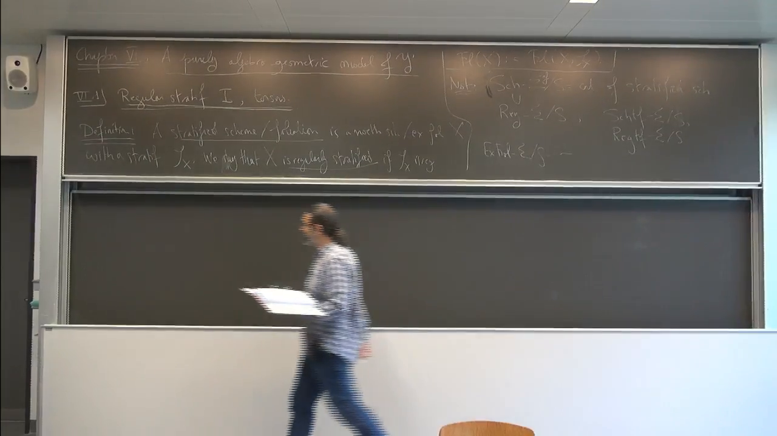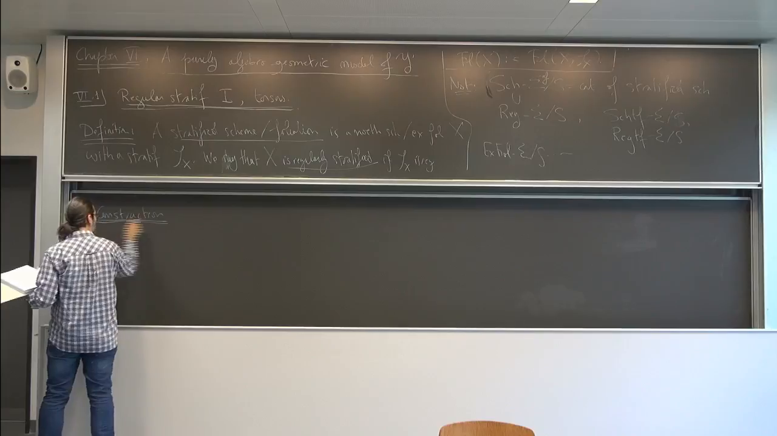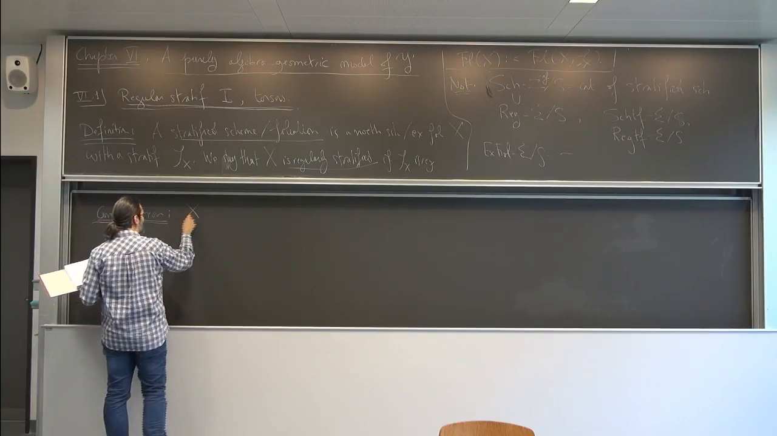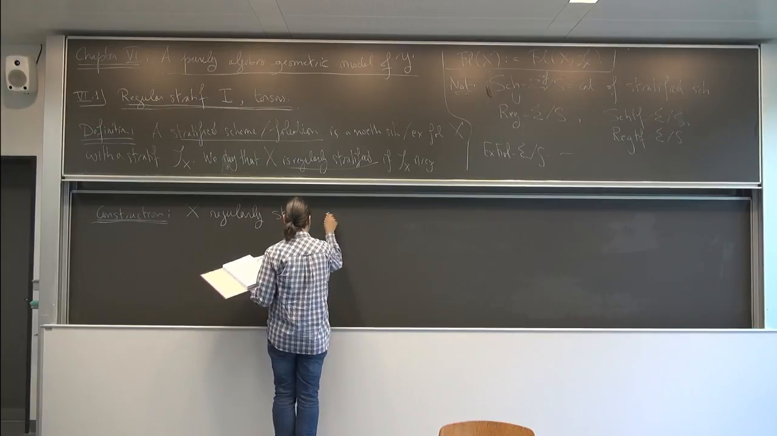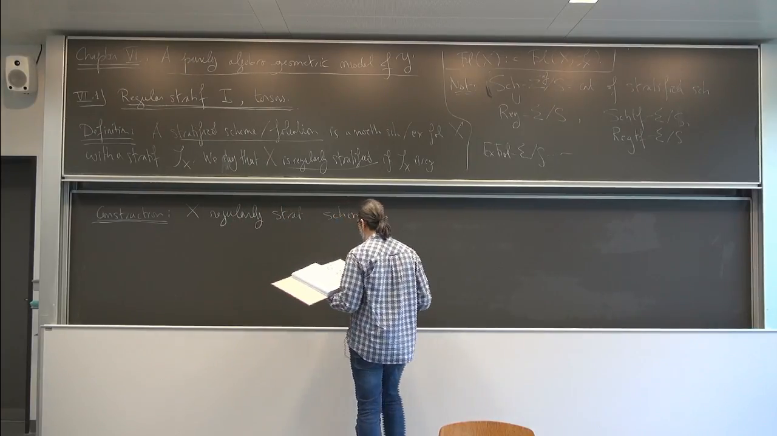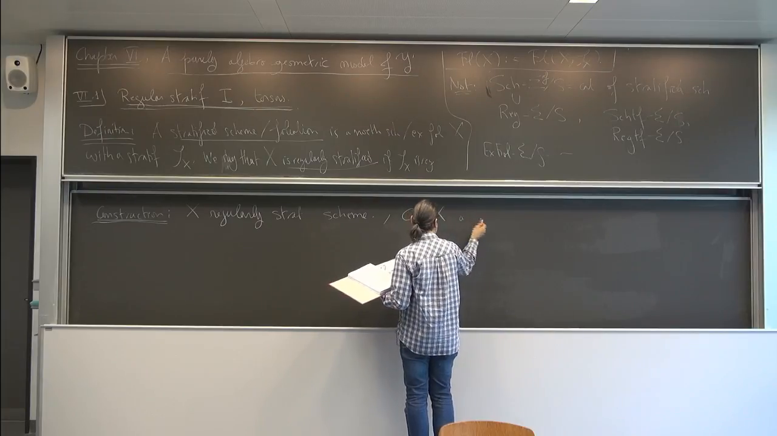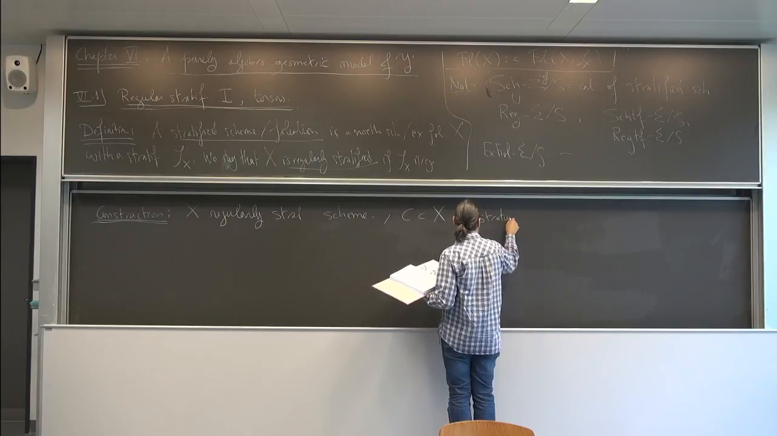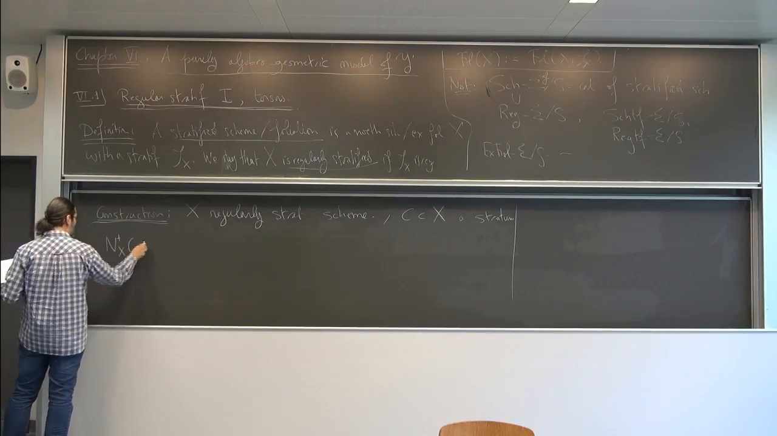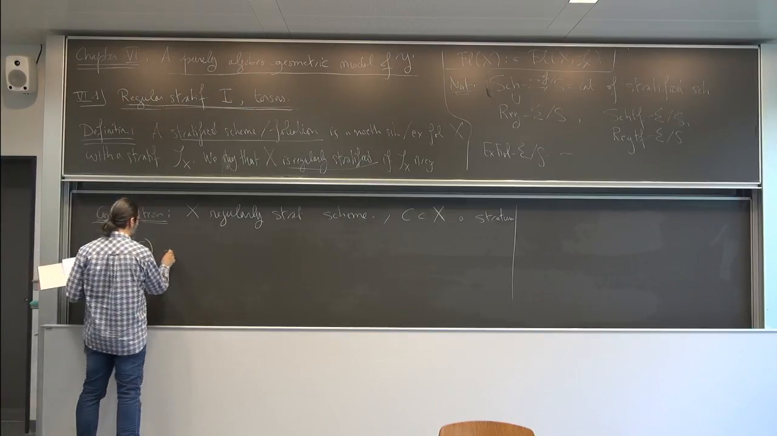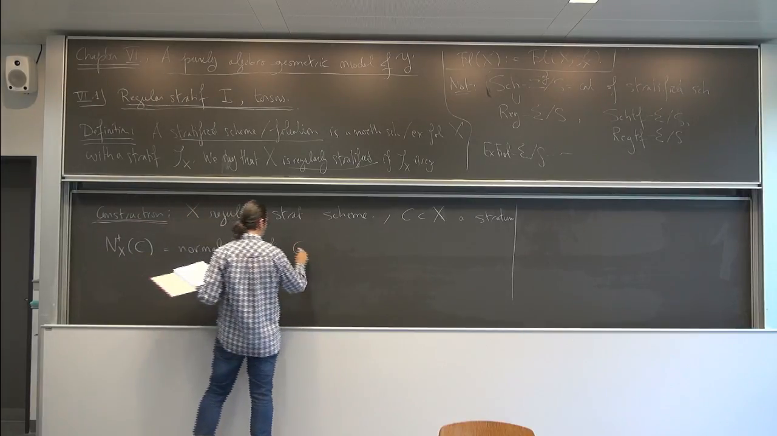All right, so construction. Let X be a regularly stratified scheme, and let's fix C inside X a stratum. I'll denote by N_C^+ X, simply, the normal cone of the closure of C in X.